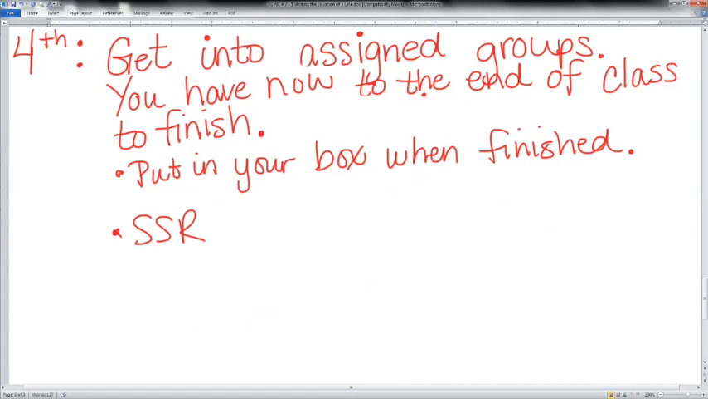All right, 4th period. Now that you have finished taking notes, go ahead and get into your assigned groups. You have now until the end of class to finish. If you don't finish, you just assigned yourself some homework. When you do finish, please put it in the box in the back that's labeled 4th period. And after that, I want you to just read until the end of the class period. I'm expecting good behavior. I'm expecting a good report. Thanks, guys.